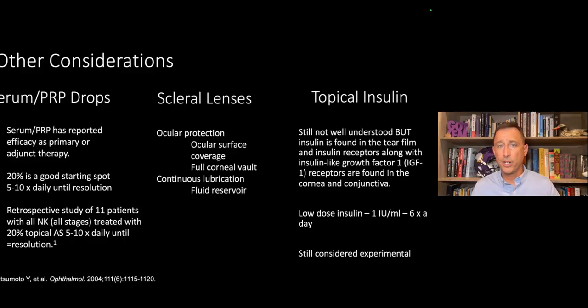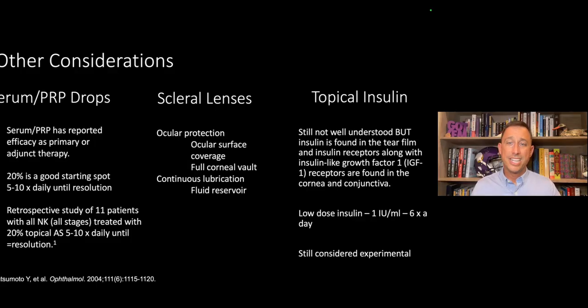And then here are some of your other considerations. I don't want you to forget about these. 20% autologous serum drops, a great option for patients. I will utilize this quite often in stage 1 types of patients and have had great luck with it. Don't forget about scleral lenses as a therapeutic option, especially for persistent epithelial defects. There's some great literature around using scleral lenses for persistent epithelial defects because of that beautiful reservoir that it can form if you fit it properly.